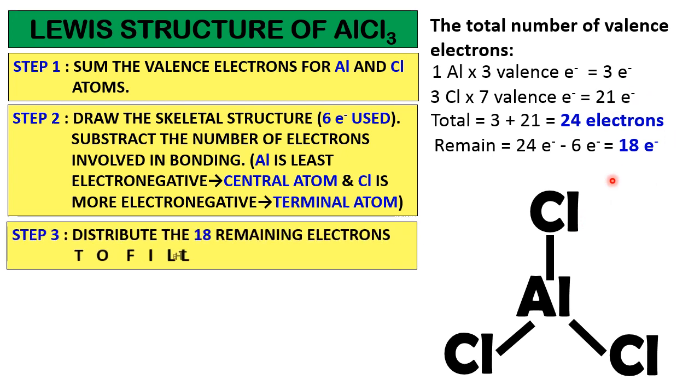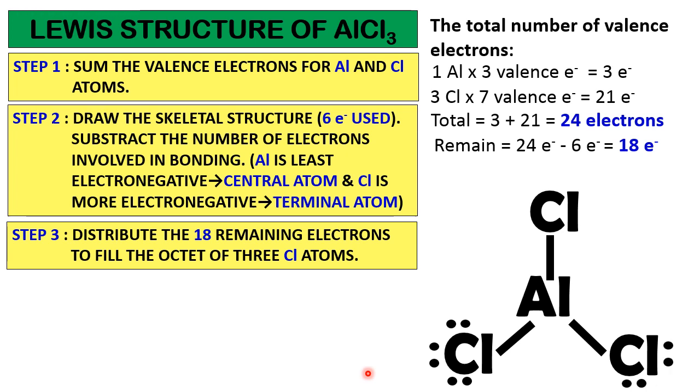What we do with the 18 electrons is distribute them to the terminal atoms so we can make the terminal atoms octet. Octet means that you want to make them have 8 valence electrons, which is more stable. So we're going to fill all the terminal atoms. The first chlorine atom I fill with 6 electrons, and it has 2 shared electrons with Al. So now the chlorine atom has achieved the octet configuration. The same goes for the other chlorine atoms. So I've used 18 electrons to fill the 3 chlorine terminal atoms, and there are no more electrons left.